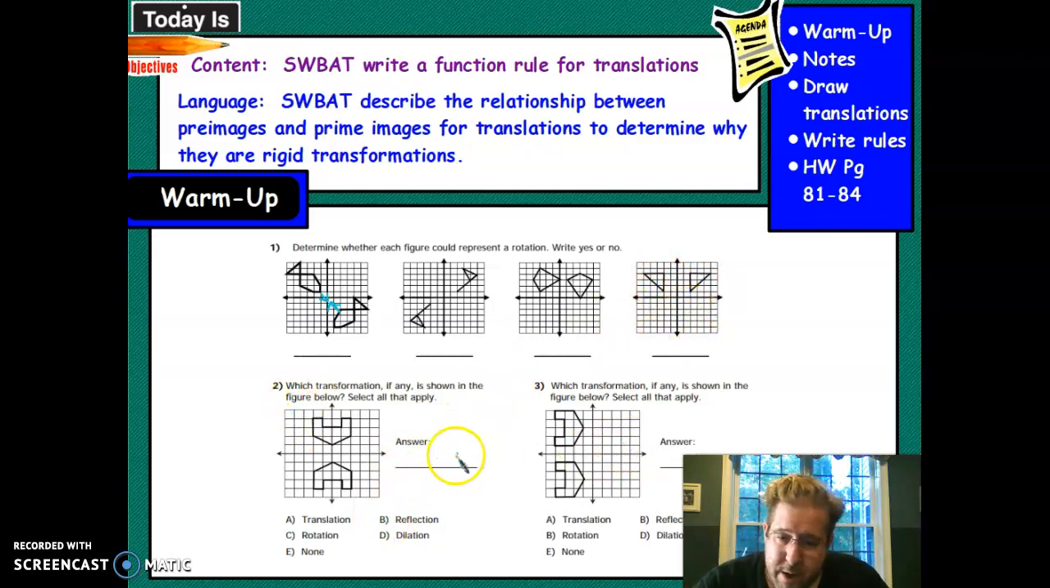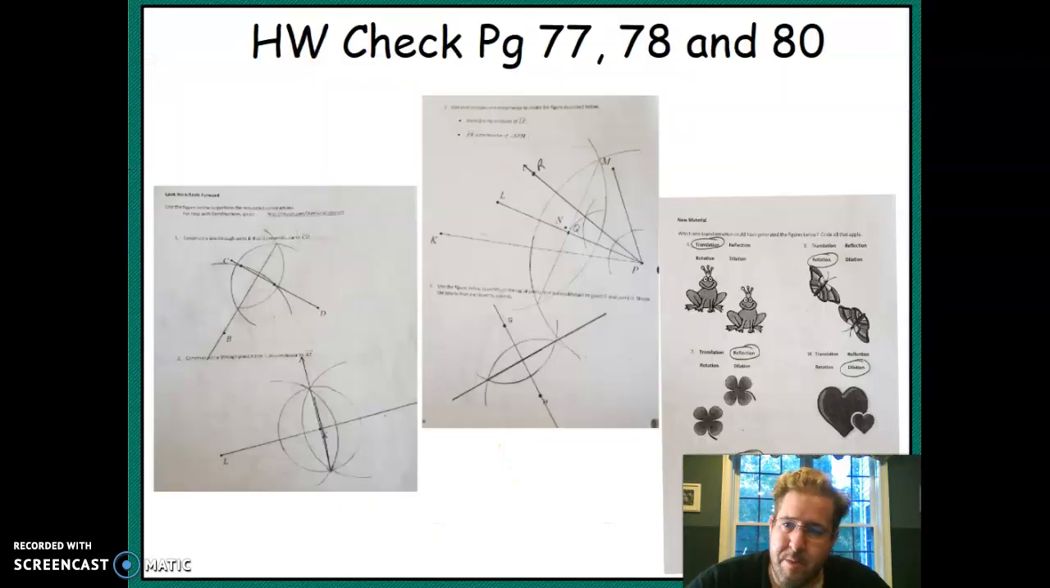Now, these two down here could actually be a couple different things. This over here could be a reflection if you flip it. It could also be a 180-degree rotation. This one over here could either be a translation that's been slid straight down or up, or it could be a reflection over this line of symmetry, which is the x-axis.